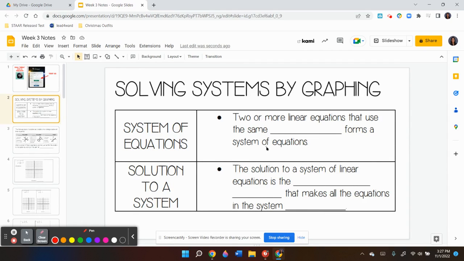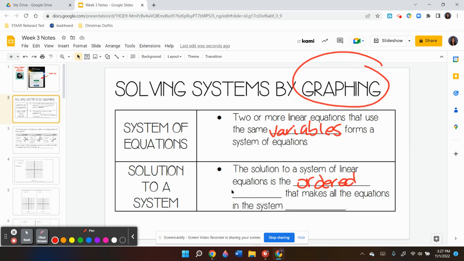Today we're going to be going over how to solve a system of equations by graphing. So in our calculator today, we're going to be using it to graph two lines instead of just one line. A system of equations is two or more linear equations that use the same variables. The solution to our system of equations is going to be the ordered pair that makes all of the equations in the system true.